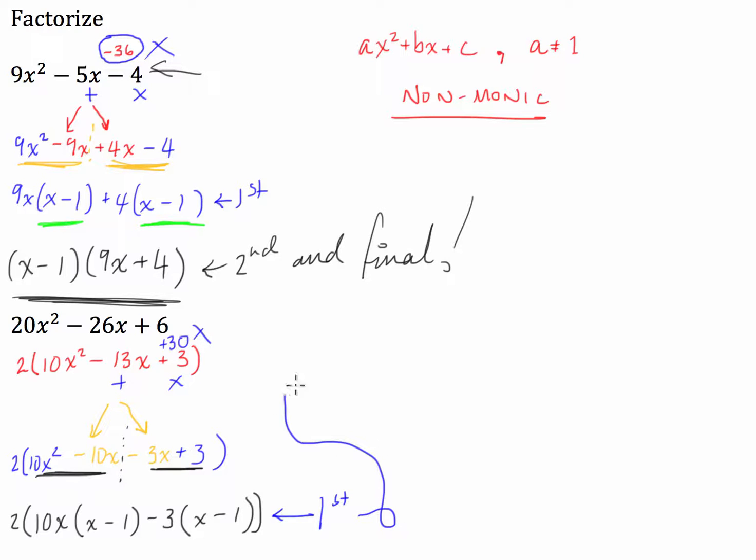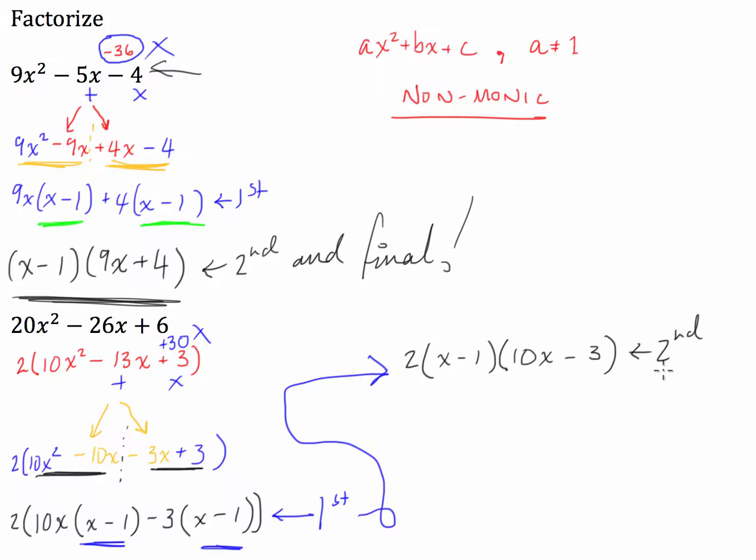Now we're going to take it all the way to here for our second factorization. What we do is we realize that we have a common factor of x take 1. And we're going to have 2 with a bracket. We're going to put an x take 1 out the front. And the x take 1 is multiplied by 10x. And it's multiplied by minus 3. So that's our second one.